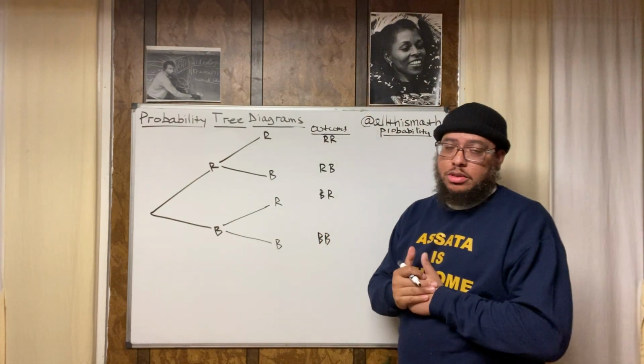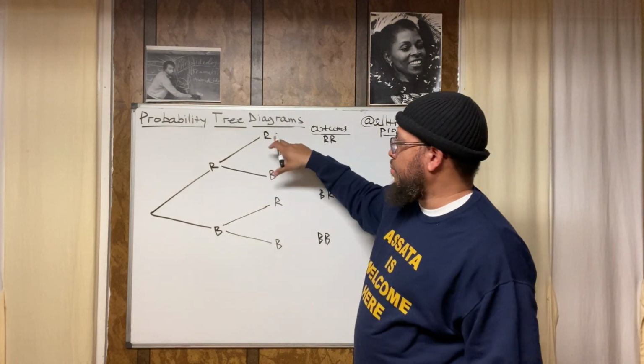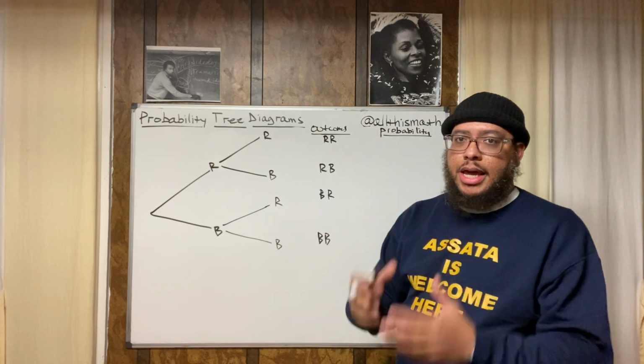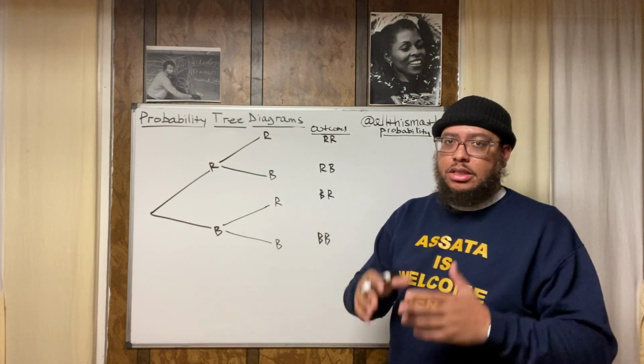All right, 4 outcomes. So at the end of each of the branches of the tree diagram, that's where you get the outcomes from. You get the outcomes from the ends of the tree branches, the ends of your tree branches.